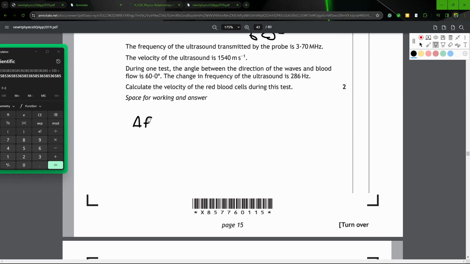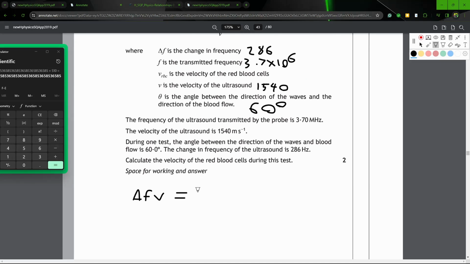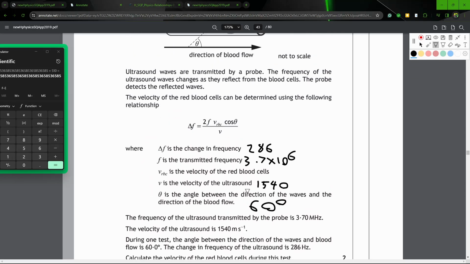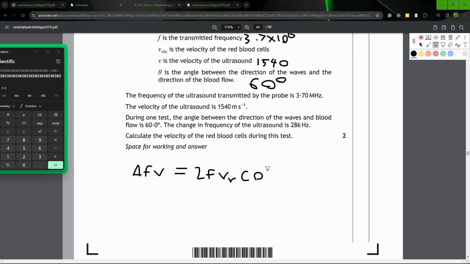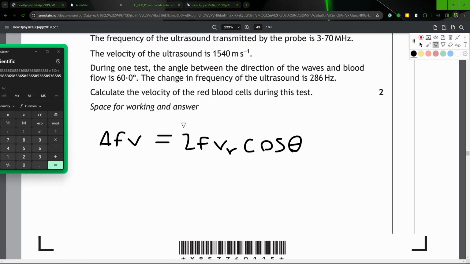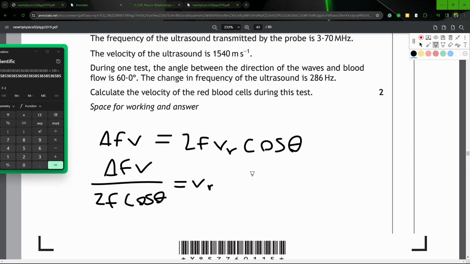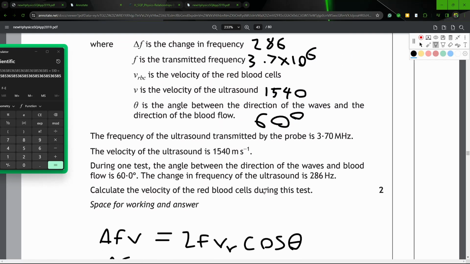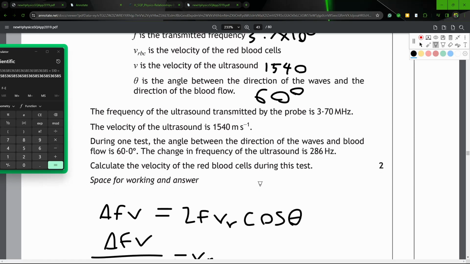So delta F V equals 2F, I'll just shorten it to VR. I'm not having VRBC around here, mate. What on earth? Cos theta. And I'll leave the numbers out for now. Okay, so then all we need to do from here is just divide both sides by 2F cos theta. So that equals VRBC or whatever. So then let's go and throw all the numbers into it.